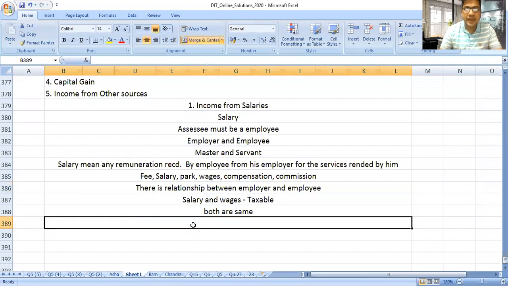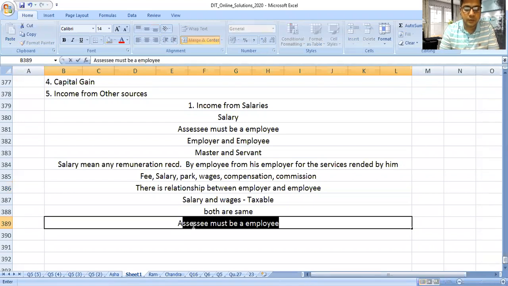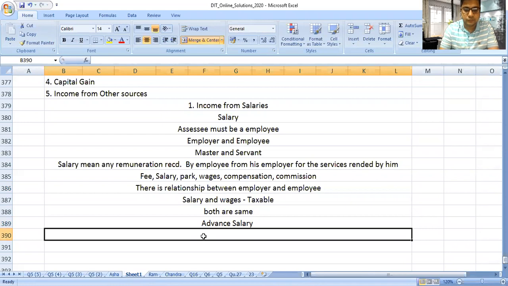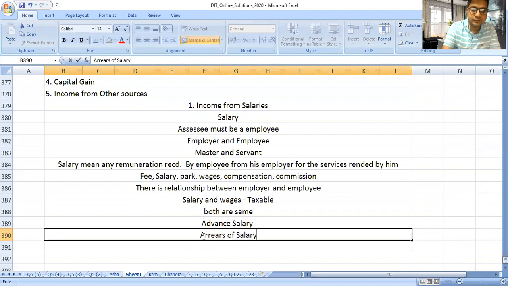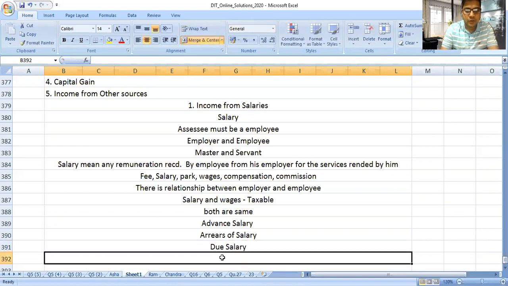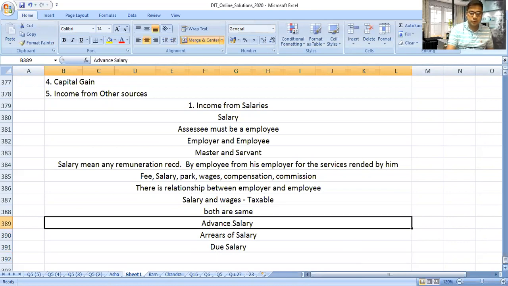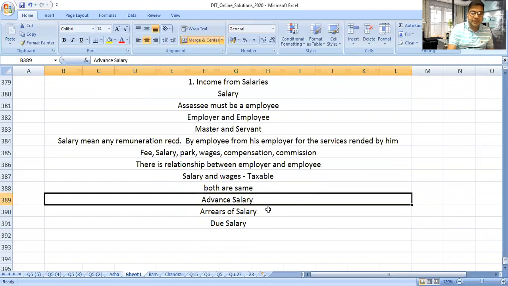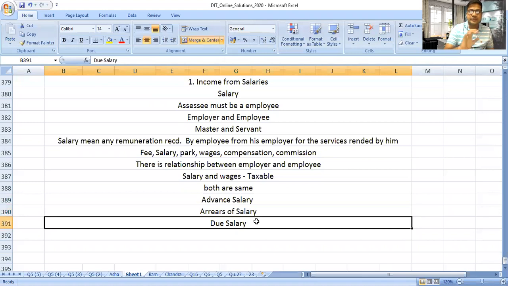Okay, fine. Then after that, advance salary, arrears of salary, due salary. Now friends, here I have mentioned three terms: advance salary, arrears of salary, and due salary.